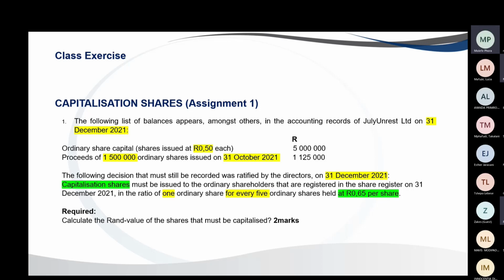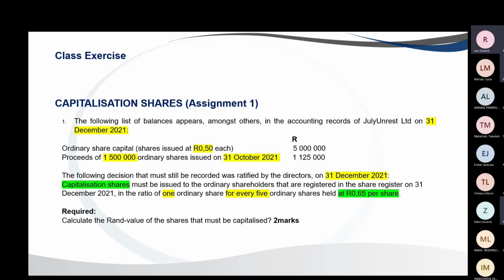There we are. The following decision must still be recorded, meaning nothing has been done. Remember I said, I think on Thursday, your work is going to be to record. Now when the directors decide that on the 31st of December, what are they now doing? The main topic, capitalization of shares. So you understand what I did there? I've highlighted that with a different highlighter. Reason being, it's the main subject for the day. I need to get my marks here and move on with my life.